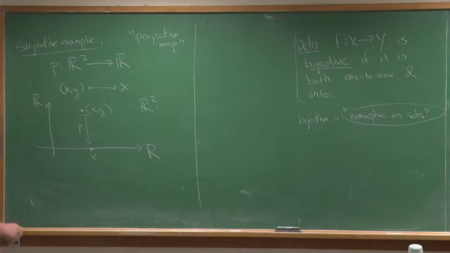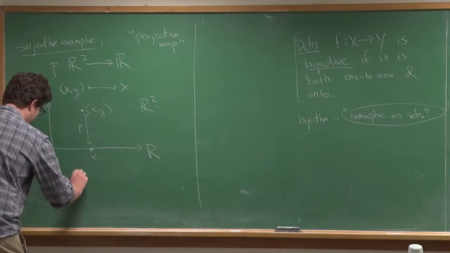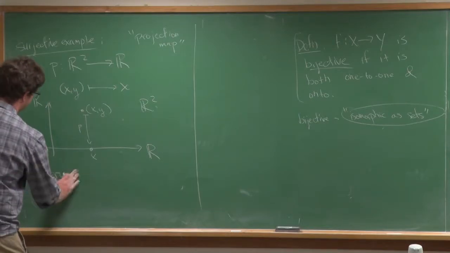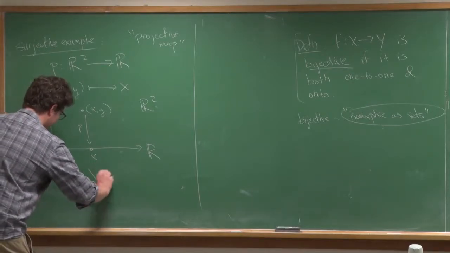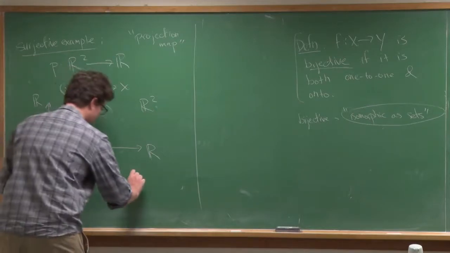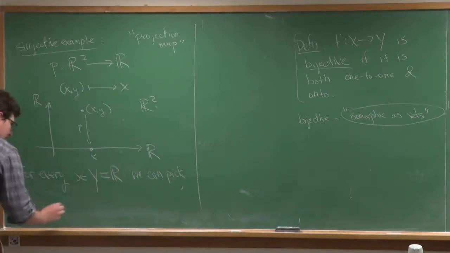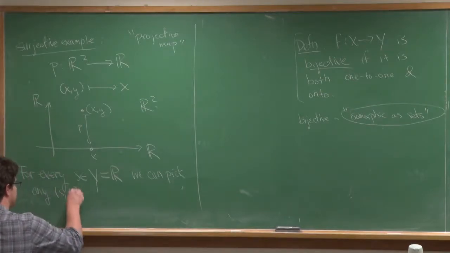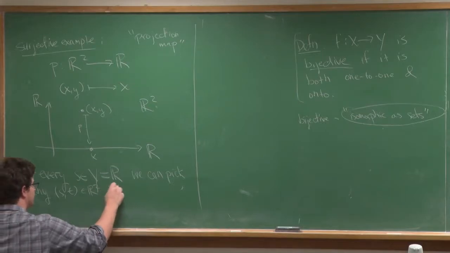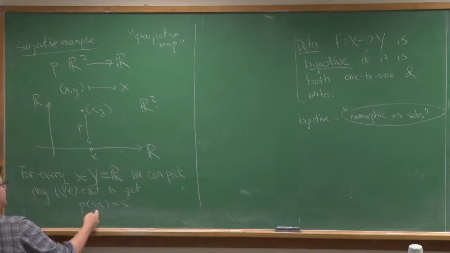So this thing is surjective. Notice that for every s in y, so this is just a single copy of y, you can pick any s and then t in R² to get P(s, t) equal to s. Okay, so this means that it's surjective, right?